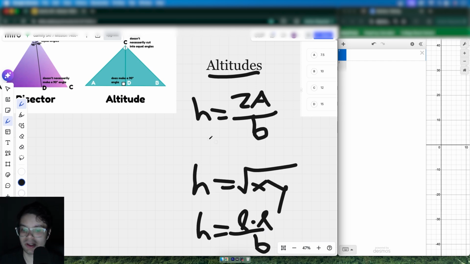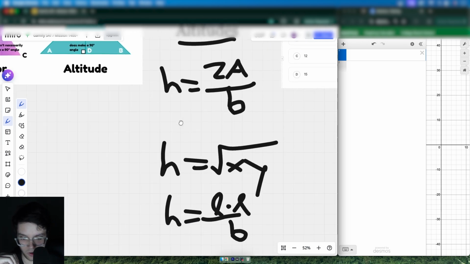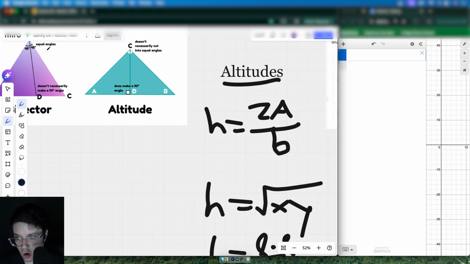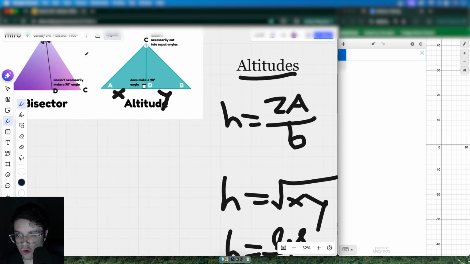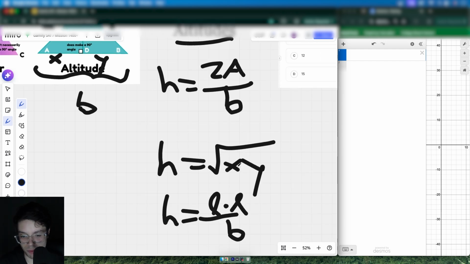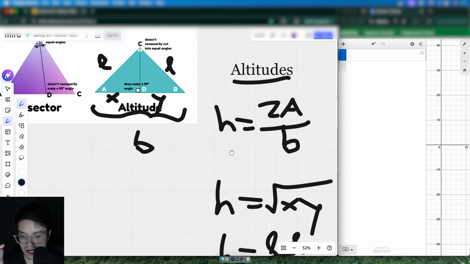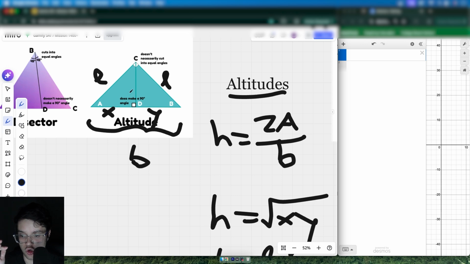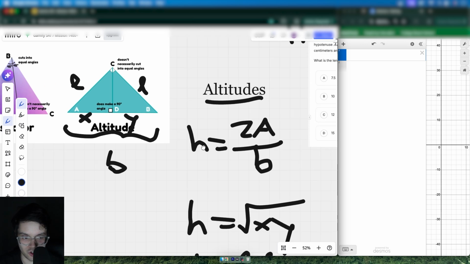So keep that in mind, but they almost always will be a 90-degree angle here, so it probably doesn't matter. What x and y are this piece and then that piece. And then the lengths are this piece and that piece, and then the base is just this entire thing down here. People often get this confused when I teach this to them for the first time because they think that this is L and this is L, or that this is X and this is Y. No, just remember that square root of these two things at the bottom, or length times length, so these two divided by B. That is how altitudes work.